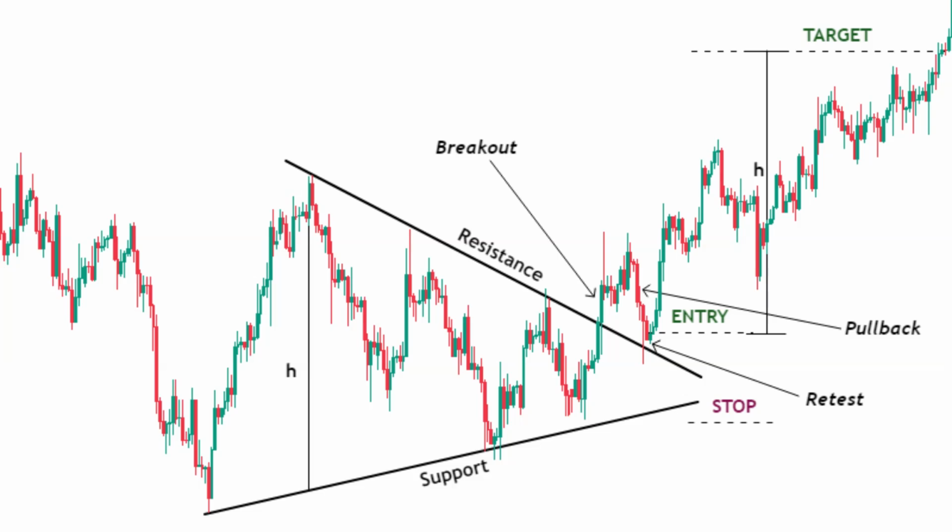The stop loss is placed slightly below the broken resistance line, which is now acting as support. This helps keep risk controlled in case price unexpectedly reverses. The target price is determined using the height of the triangle. The height of the widest part of the triangle is measured and projected upward from the breakout point. The target level on the chart is based on this calculation. This example shows how breakout, pullback, retest, entry, stop loss, and target work together on a real chart within a symmetrical triangle pattern.